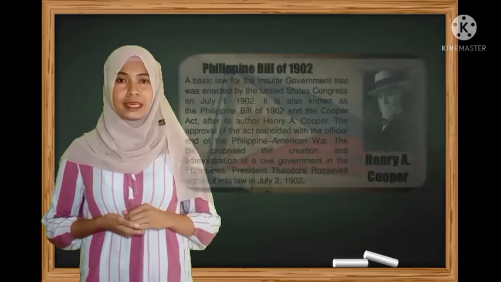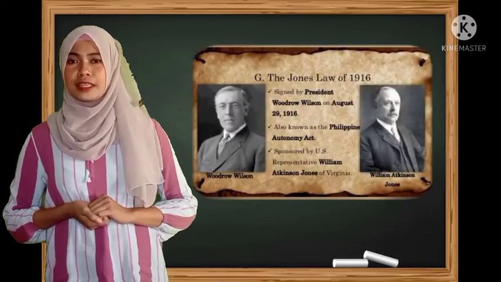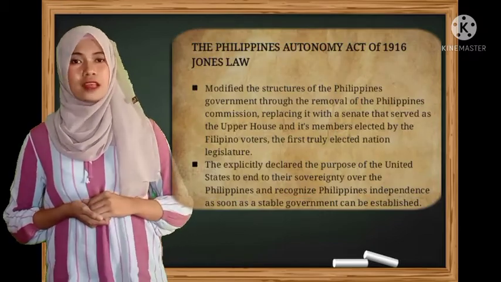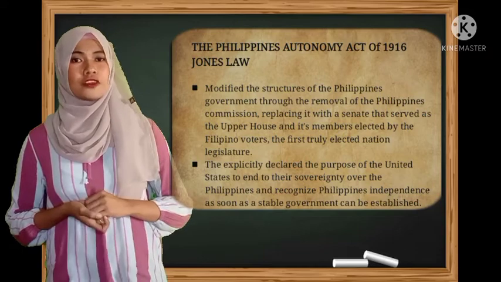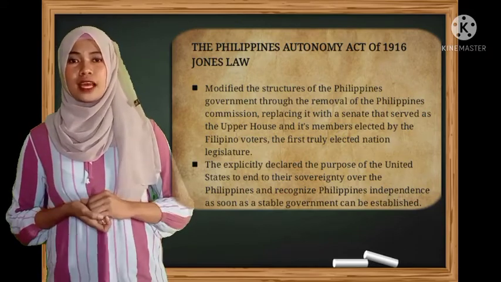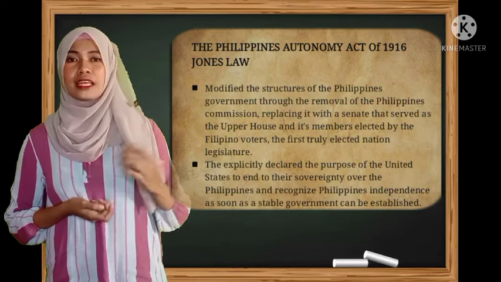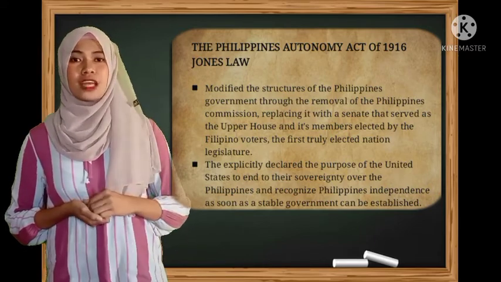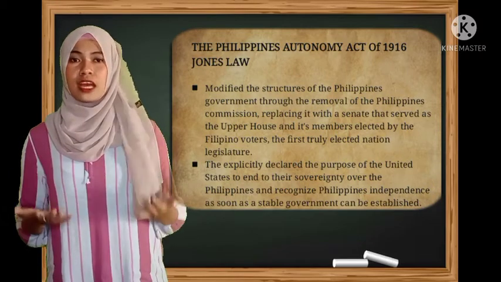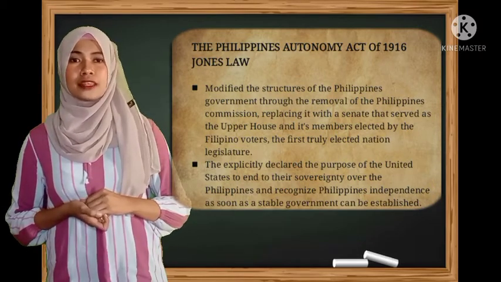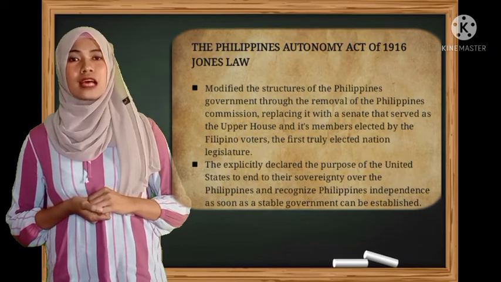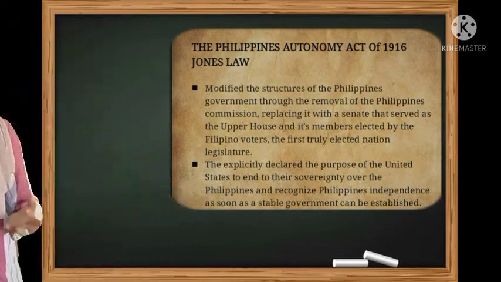Philippine Autonomy Act of 1916, the Jones Law, modified the structure of the Philippine government through the removal of the Philippine Commission, replacing it with a Senate that serves as the upper house and whose members are elected by the Filipino voters, the first truly elected national legislature. It also explicitly declared the purpose of the United States to withdraw its sovereignty over the Philippines and recognize the Philippines' independence as soon as a stable government can be established.